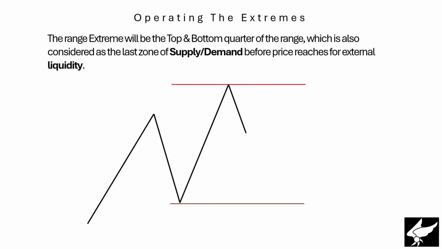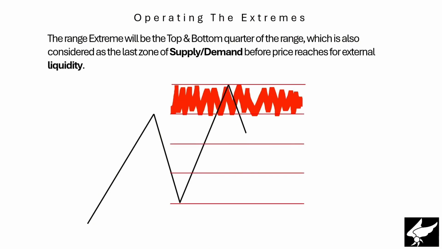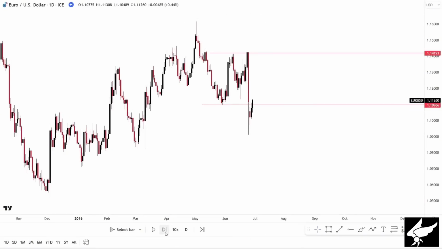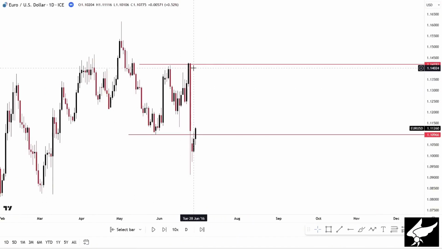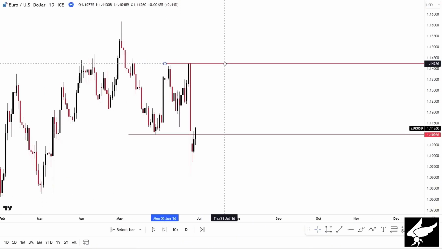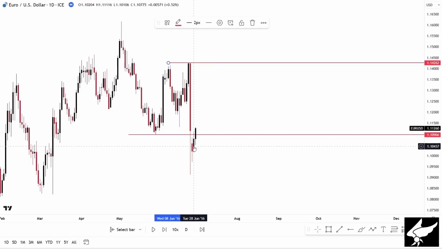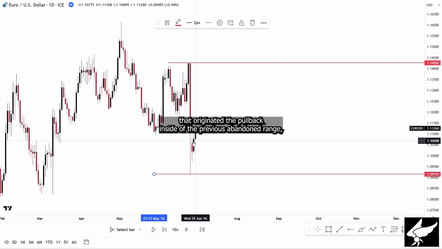So now what you do is you split your range into 4, and now your top quarter is your extreme supply and your bottom quarter is your extreme demand. What do you have here? Once price comes back and closes inside of the range, what is your new range? Your new range is the swing high that initiated this break of structure, and the swing low that originated the pullback inside of the previous abandoned range.